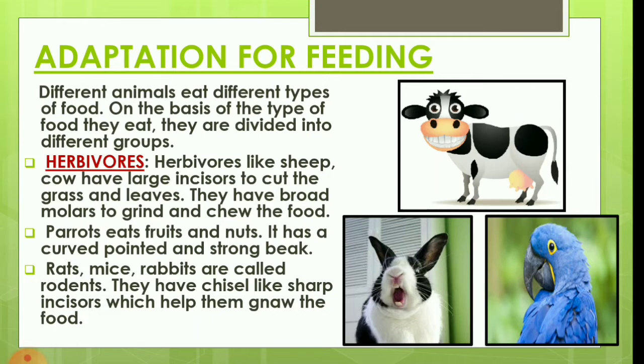First is herbivores. Herbivores like sheep and cow have large incisors to cut the grass and leaves. They have broad molars to grind and chew the food. Now these herbivores are the plant eating animals. They eat only plants and parts of plants.